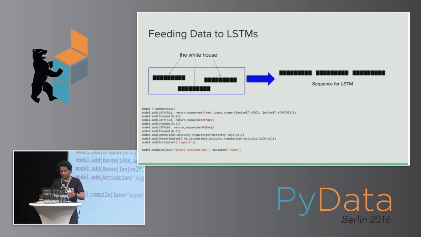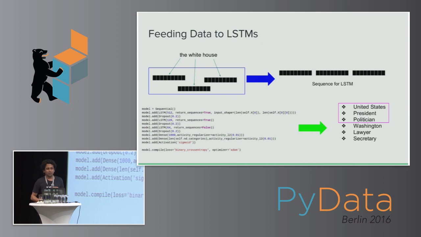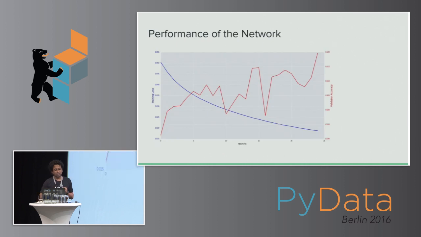And when you train a network like this, we obtain some results like these for this query. So like, White House, United States, president, politician, yeah, everyone is happy. Okay, pretty good. So now let's look at the performance of the network.